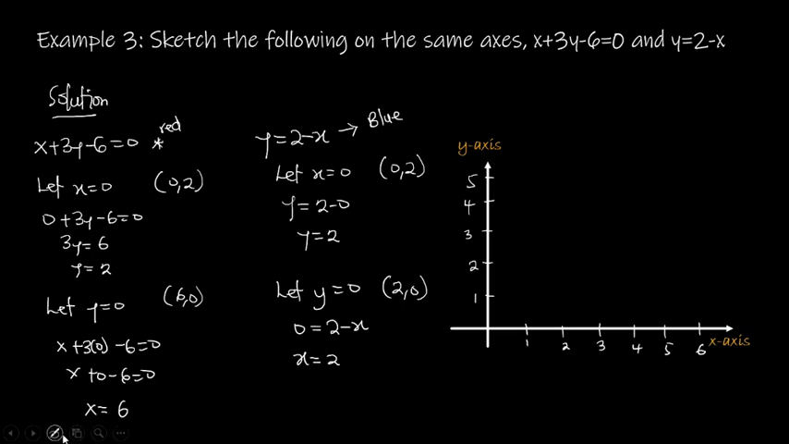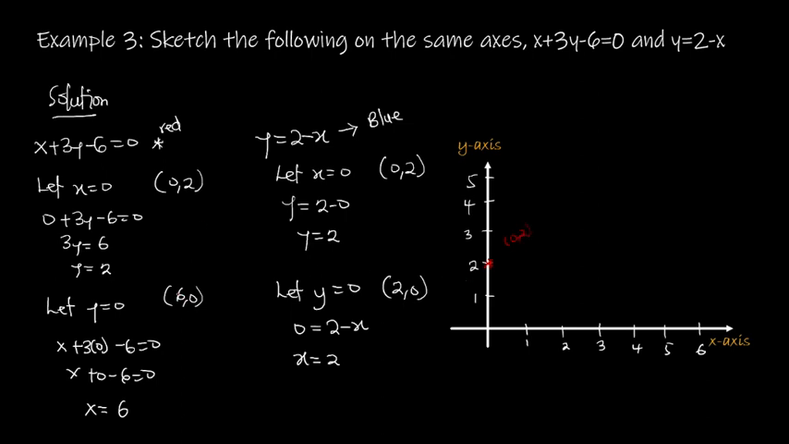Alright, so let's plot the red one. For the red we have x is 0, y is 2. So x is 0, y is positive 2. That will be at the top over here. So I label that 0, 2.